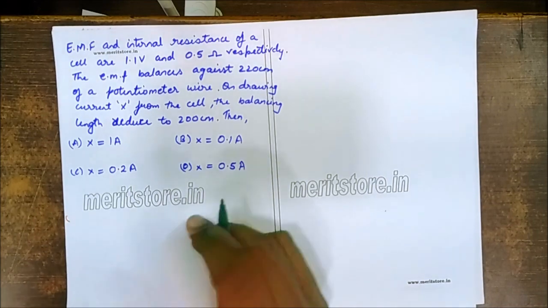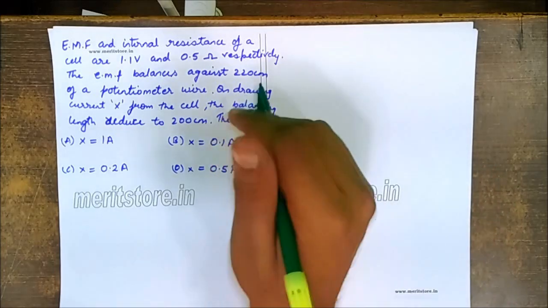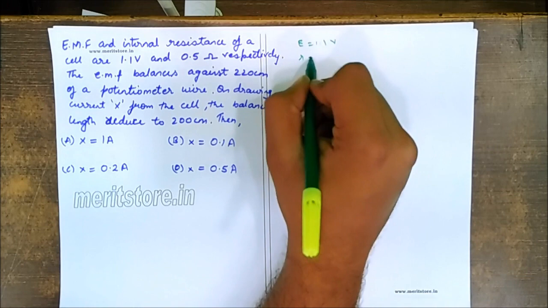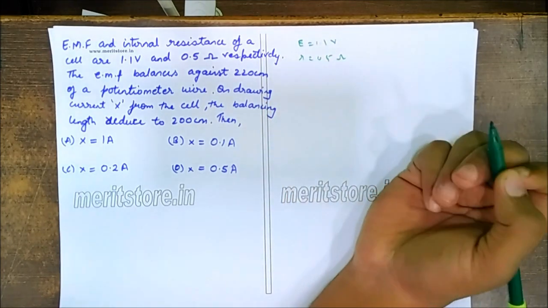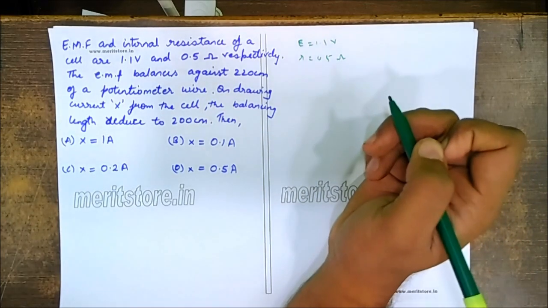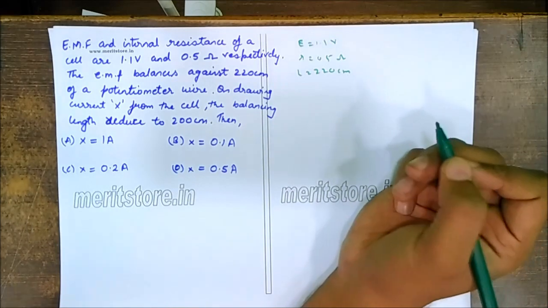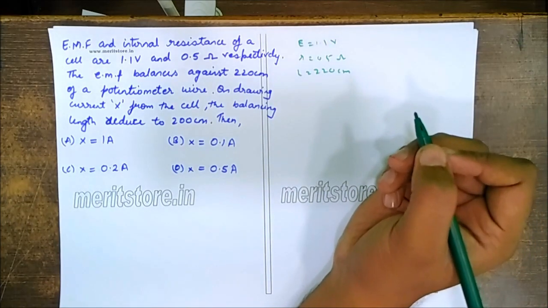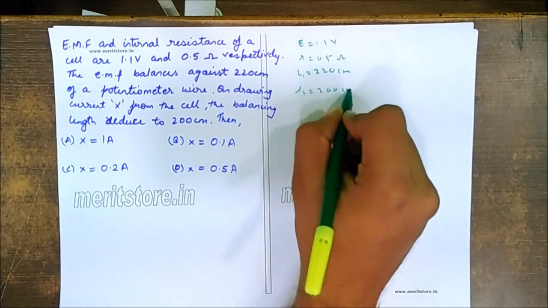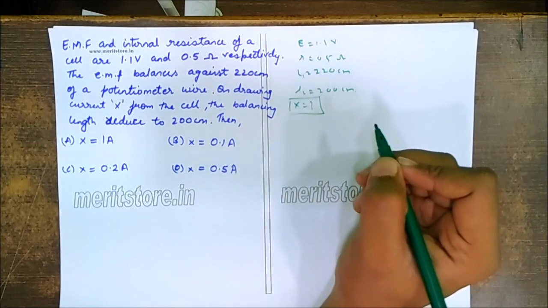The next question. EMF and internal resistance of a cell are 1.1 and 0.5. So E is 1.1 volts and r is 0.5 ohms respectively. The EMF balances against 220 centimeter of a potentiometer wire. On drawing current X from the cell, the balancing length reduces to 200 centimeters. So L2 is 200 centimeter. Then the value of X has been demanded. That means current has been demanded.